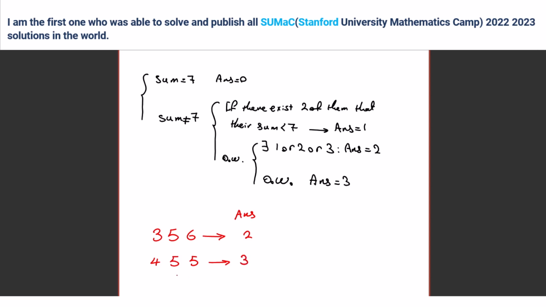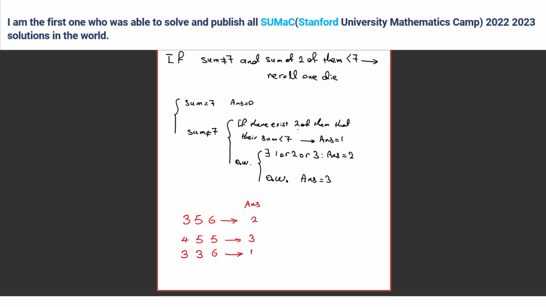3. If we have 3, 3, 6, then how many dice do we reroll? 3. No, 1. Because look, the sum of these 2 is less than 7, so you reroll this one. And 1 is always better. Okay, so here, if the sum is not 7, and there exist 2 of them whose sum is less than 7, then you reroll 1 die.